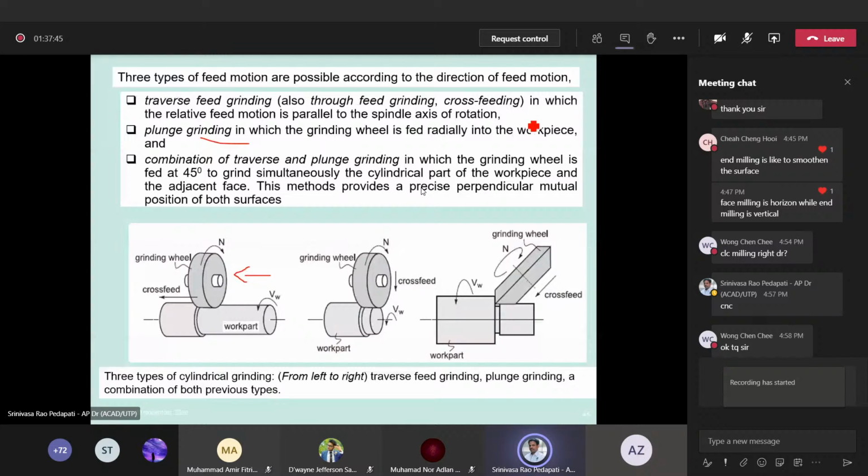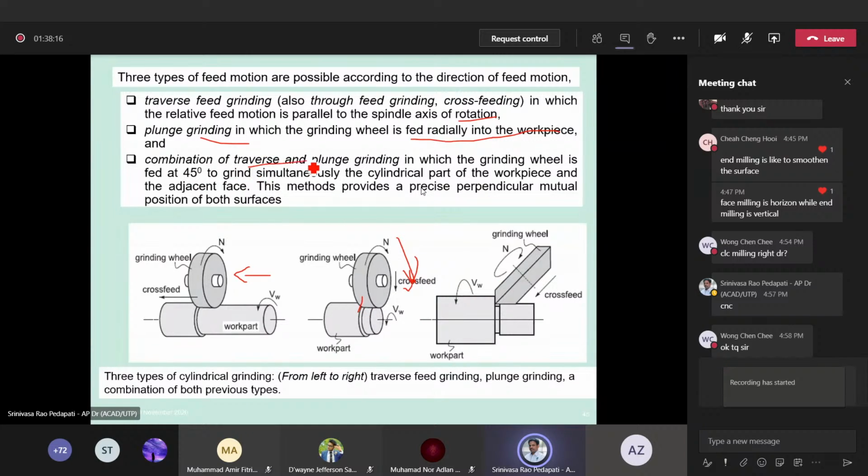The feed grinding is one in which the relative feed motion is parallel to the spindle axis of rotation, whereas plunge grinding is radially into the workpiece. That means in this case the work is moving here, cross feed, whereas here the cross feed is in this direction, vertical. That means it is pressing against it, and hence you are going to have that depth of cut on the material.